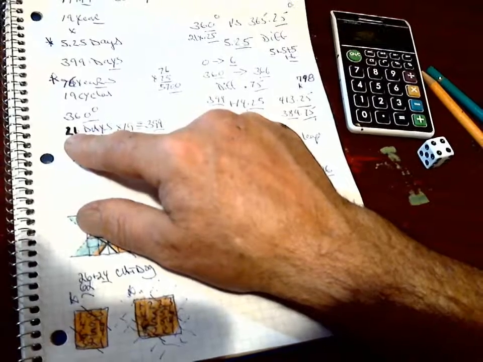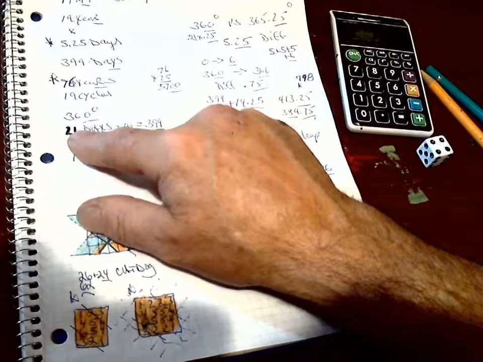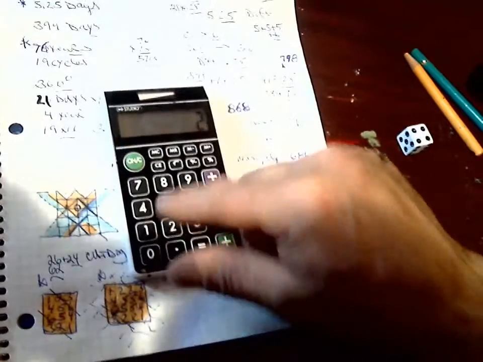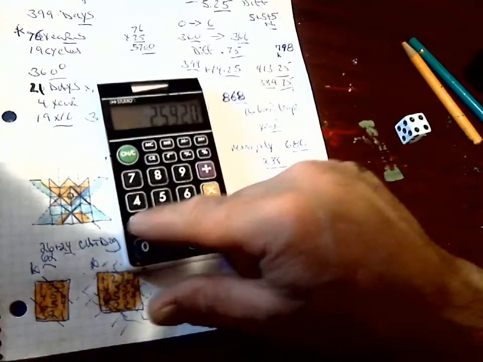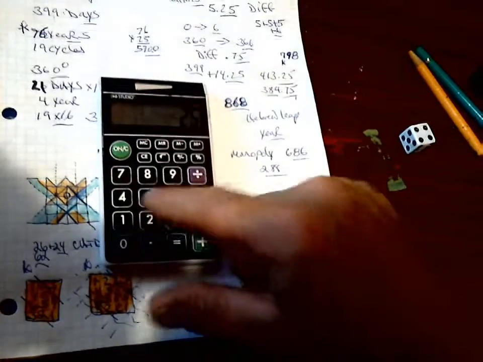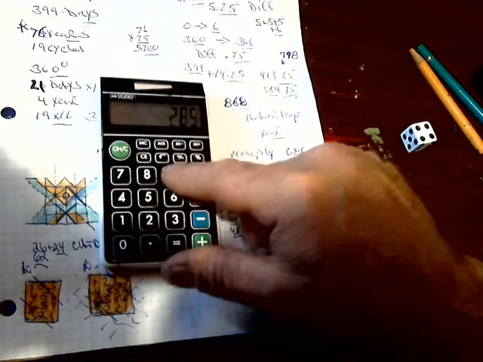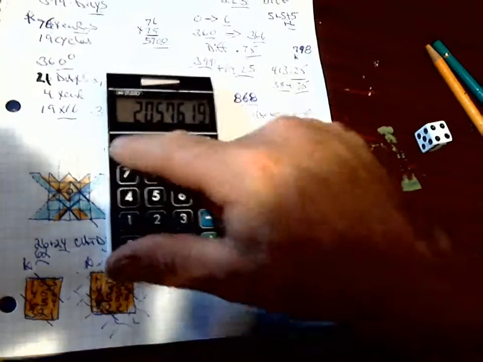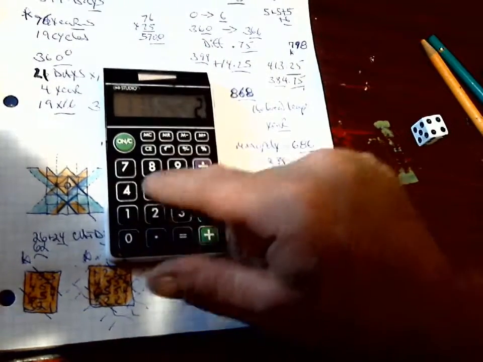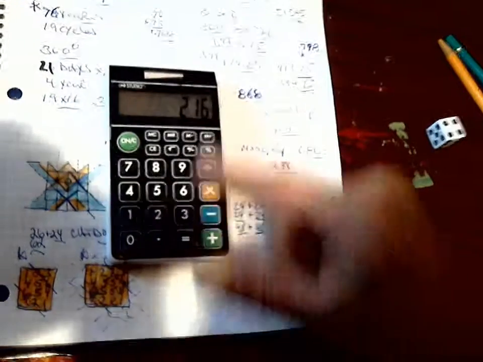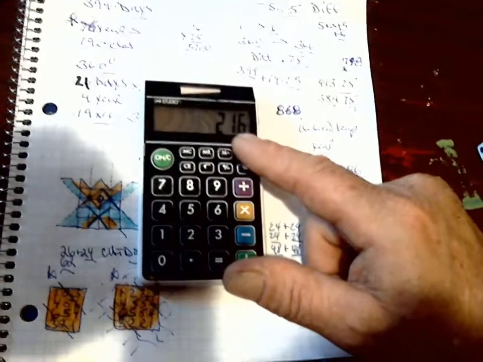6 times 21 equals to 126. 25, 9, 20 divided by 126. We're going to do it 25, 9, 26 divided by 126. Can I do it that way? No, I can't do it that way. But I can do 25, 9, 20 divided by 120, and I get 216.